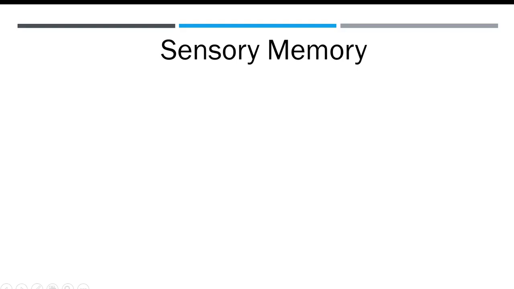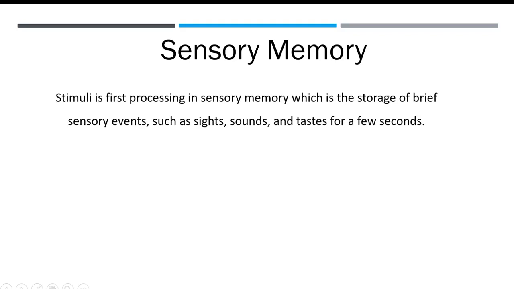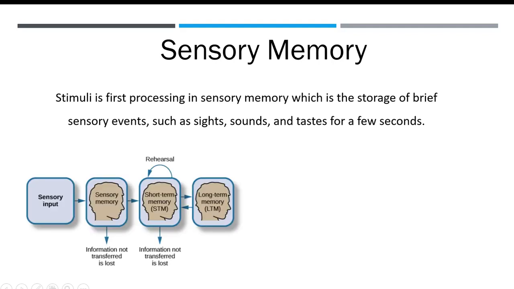Sensory memory includes stimuli that are first processed in sensory memory, which is the storage of brief sensory events such as sights, sounds, and tastes, and only lasts for a few seconds. So this is a very brief storage of information for a couple of seconds, but only if we attend to the important bits of information that we want to remember, or the bits of information that we see as valuable. Only then will we be able to transfer that information from sensory memory to short-term memory.